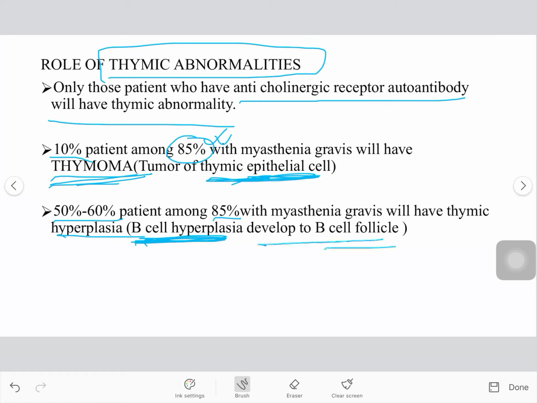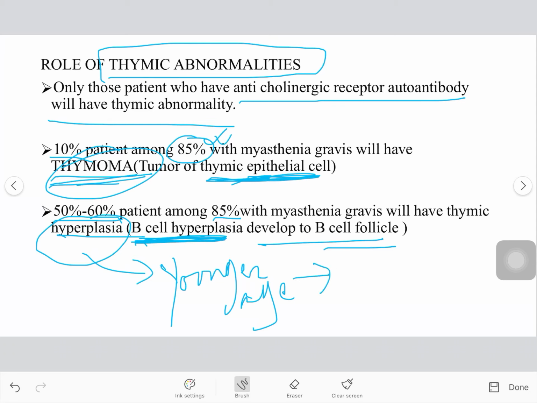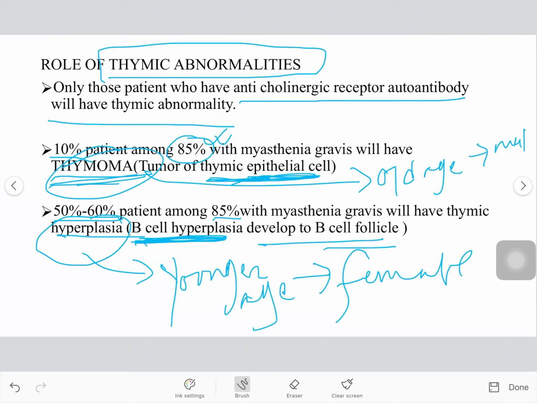Actually, myasthenia gravis is a bimodal disease. What do we mean by bimodal? Bimodal means this will affect two age groups of people. In younger age, it will mostly affect females, usually of childbearing age, and in those females there will especially be hyperplasia, not the thymoma. Hyperplasia is usually common to see in the younger age and in females. When we talk about the thymoma, this will actually occur in old age, that is the male.